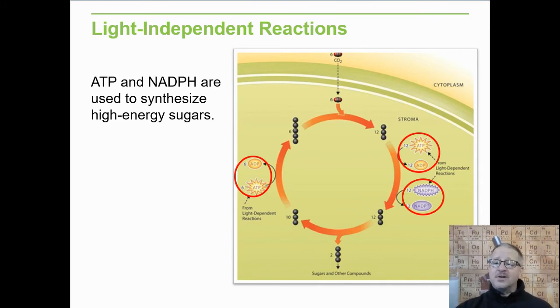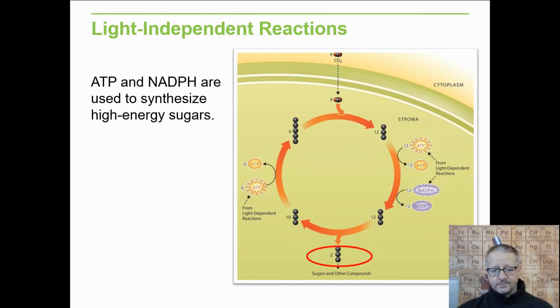So they're still inside the chloroplast, the organelle that contains the thylakoids and the pigment chlorophyll. But they don't happen inside of the thylakoids. They happen in the space of the chloroplast itself. So what is the main product of the Calvin cycle? Well, the main product of the Calvin cycle are sugars and other compounds. And we see one of those sugars right there.